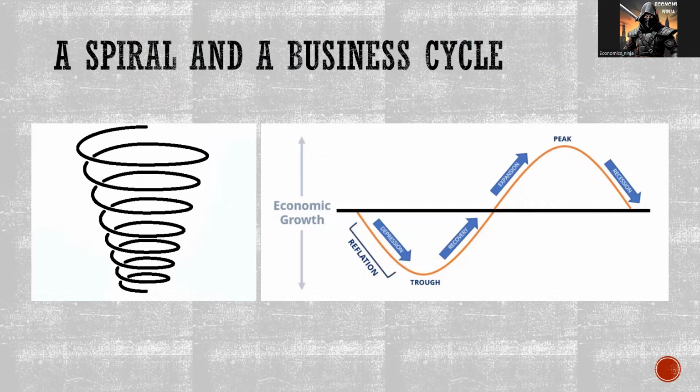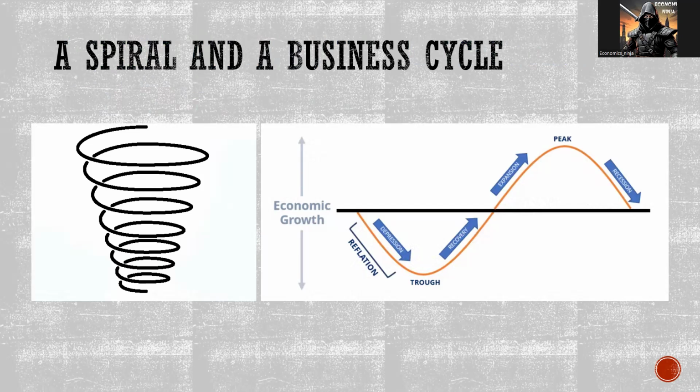So here you see two pictures on the left of the screen. It's a spiral. So that is how a spiral looks like. It's like a continuous line that is going up. So in this case, we use it to describe spiral inflation, where prices are going up, which causes wages to go up. Then the wages are causing prices to go up, and it continues like that.